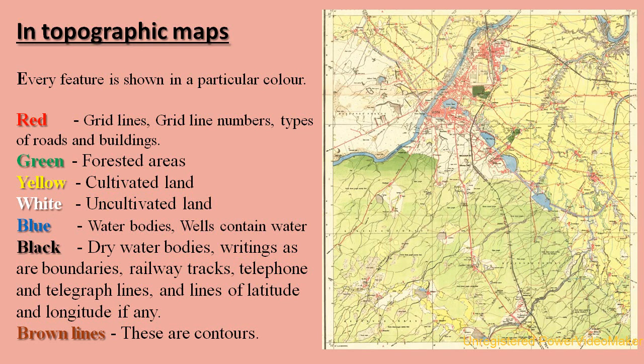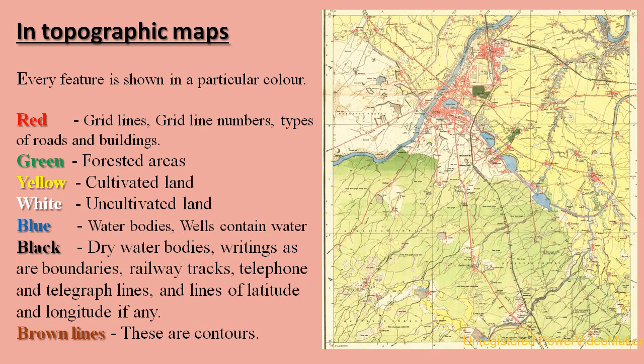In a topographic map, every feature is shown in a particular color. On the right side, you can find a topographic map. In that map itself, you can find different colors. Okay, some of the major colors which are used in a topographic map, we are going to look at those colors. First one is red color. Red color is used to show grid lines, grid line numbers, types of roads and buildings, etc.